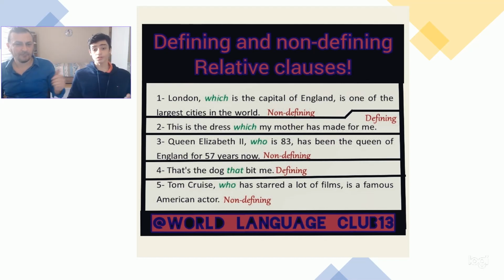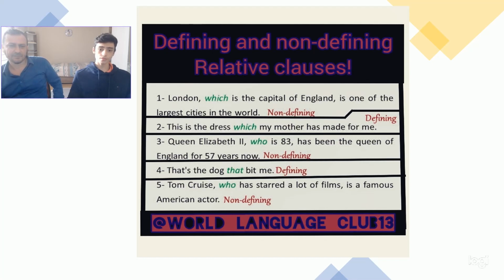Second example. By the way, if we make the first example defining instead of non-defining, how can we make it? Firstly, we should delete the commas. We give one essential piece of information. We can say London, which is the capital of England. That's enough. So when you say only this information and take out the commas, it becomes a defining relative clause.